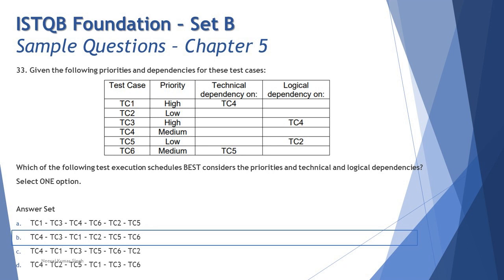A lot of people go wrong here when I do this as part of my training. Typically people pick something other than B, thinking that TC1 should be executed always first. No, it's all equal.